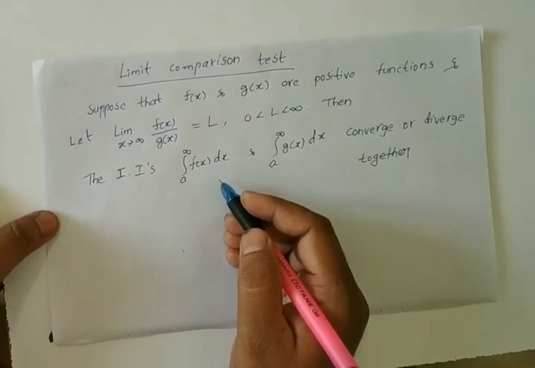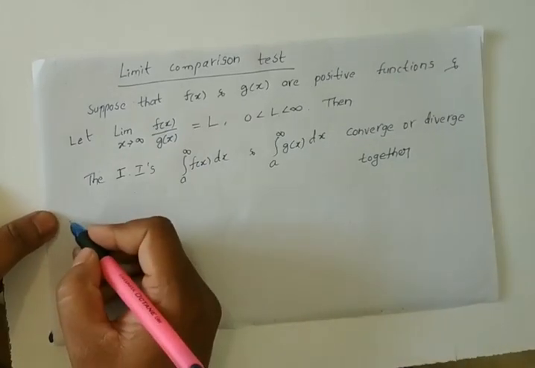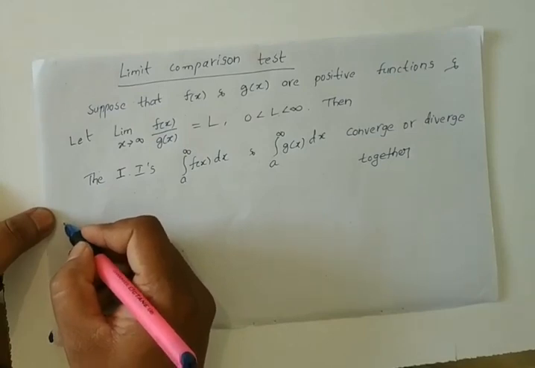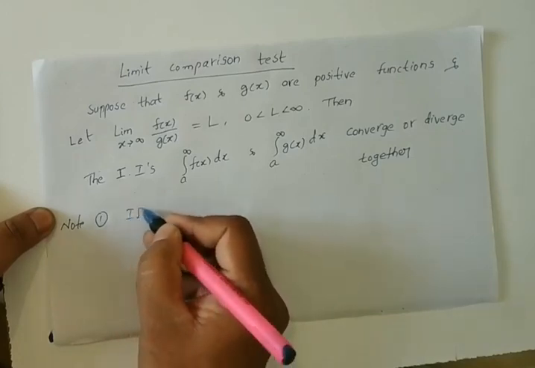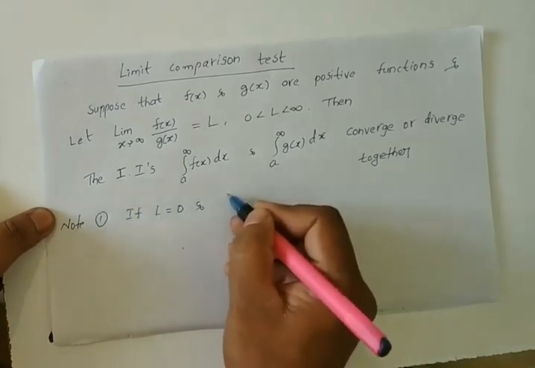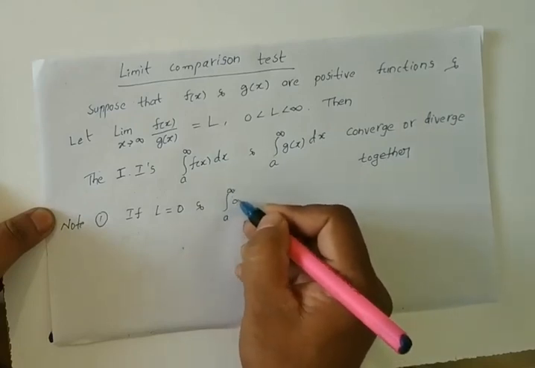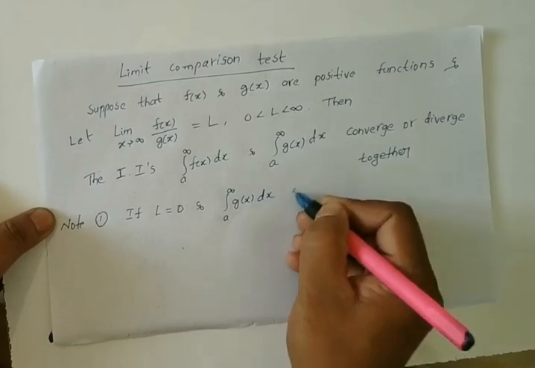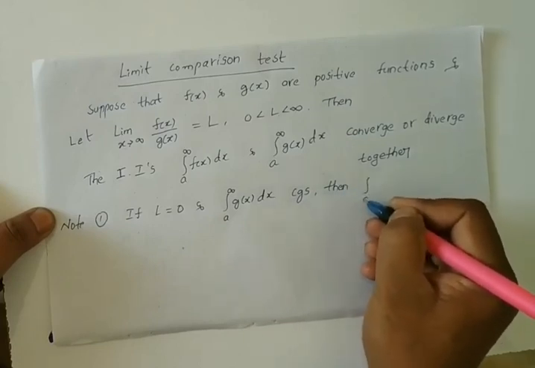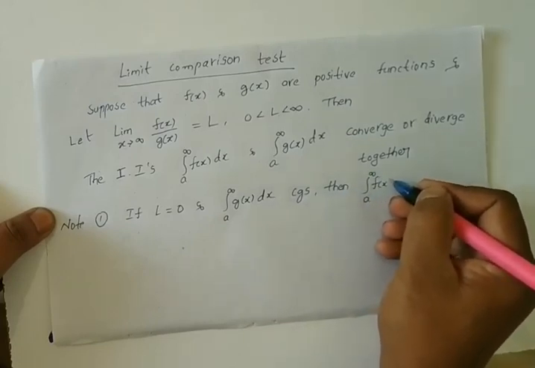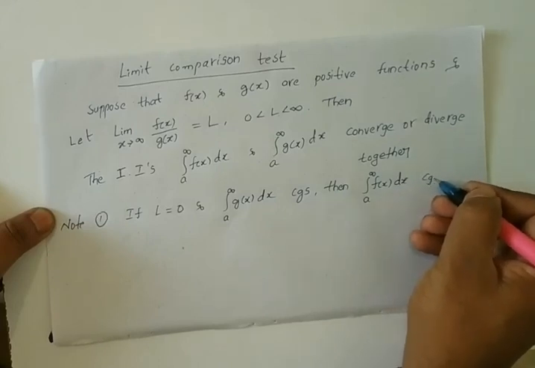So here we have to follow the same procedure whenever you are using the limit comparison test in series. Okay, don't confuse. So here we have two notes. Write down the first note. Note 1. If L is equal to 0 and the integral from a to infinity g of x dx converges, then the integral from a to infinity f of x dx converges.